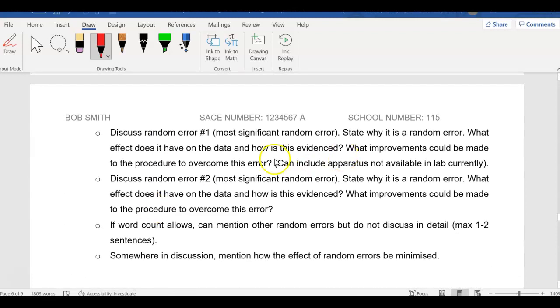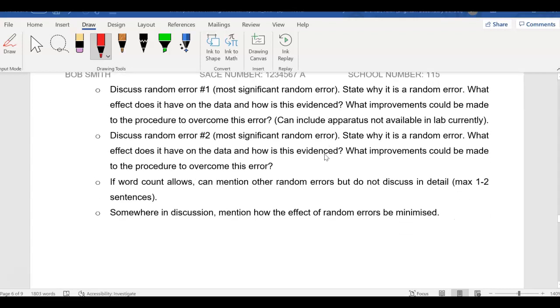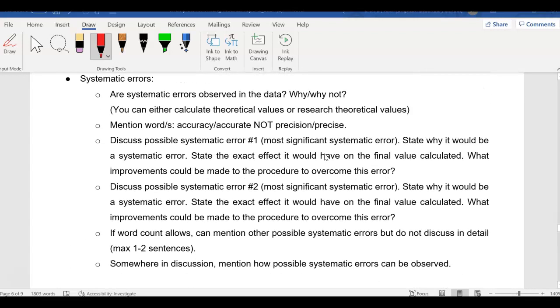You want to discuss it. Why is it a random error? What effect does it have on the data? How do we see this effect? What improvements could you make? Number 2, why is it a random error? What effect does it have on the data? How is this shown? What improvements could be made? Please follow that. Make sure you talk about improvements.